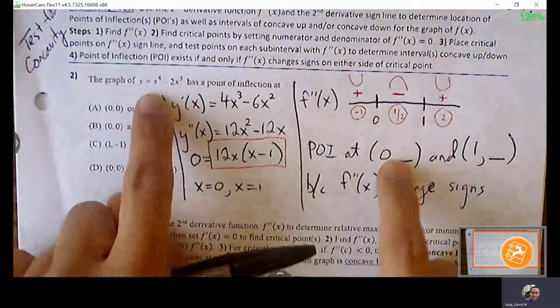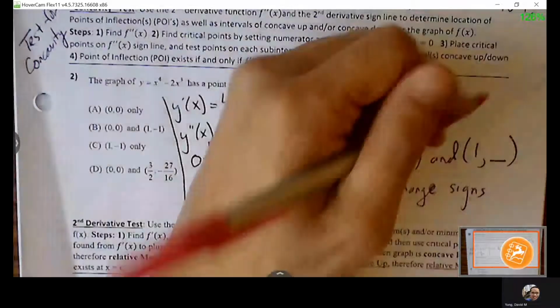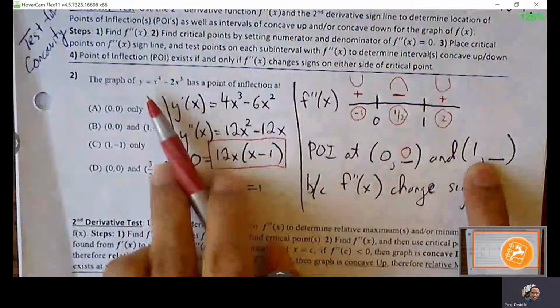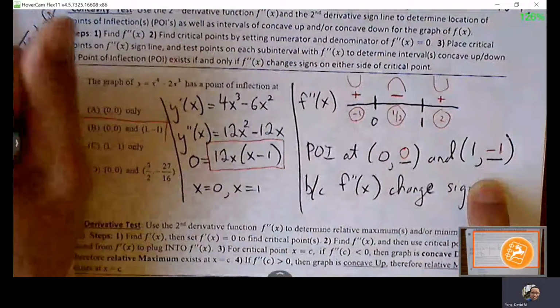So if I insert 0 into the original function, 0 minus 0 is 0. Insert 1 into the original function. 1 minus 2 is -1. So B.